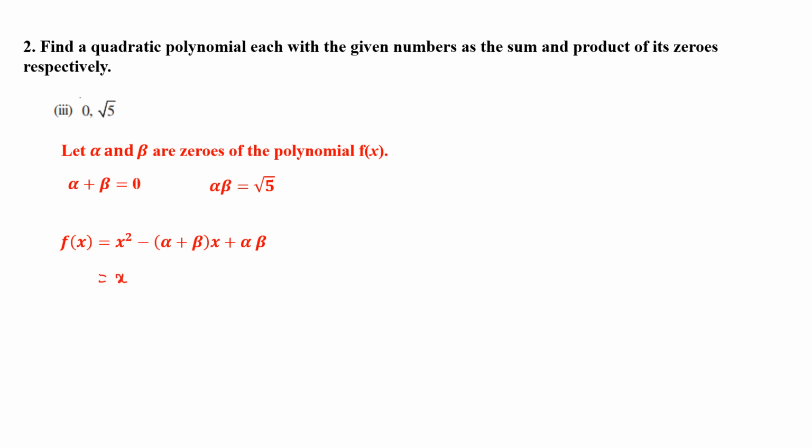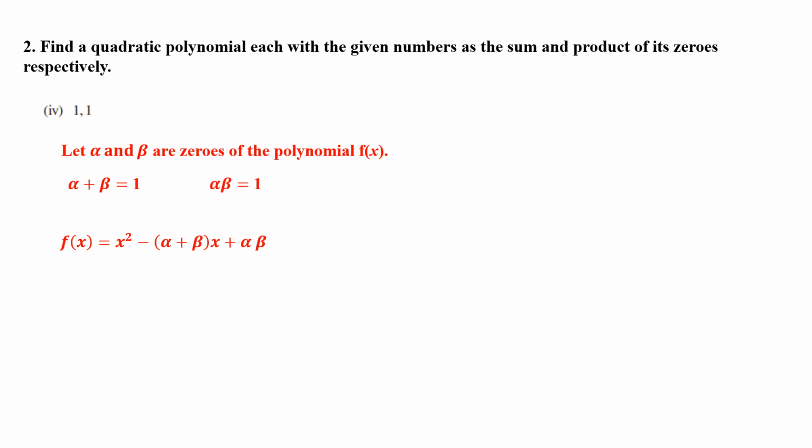So it is x square minus sum of the zeros times x plus product of zeros. So x square minus 0 into x plus root 5. So it will become x square. Now 0 multiplied by any number is 0. So it will be only x square plus root 5. So this is your quadratic polynomial.